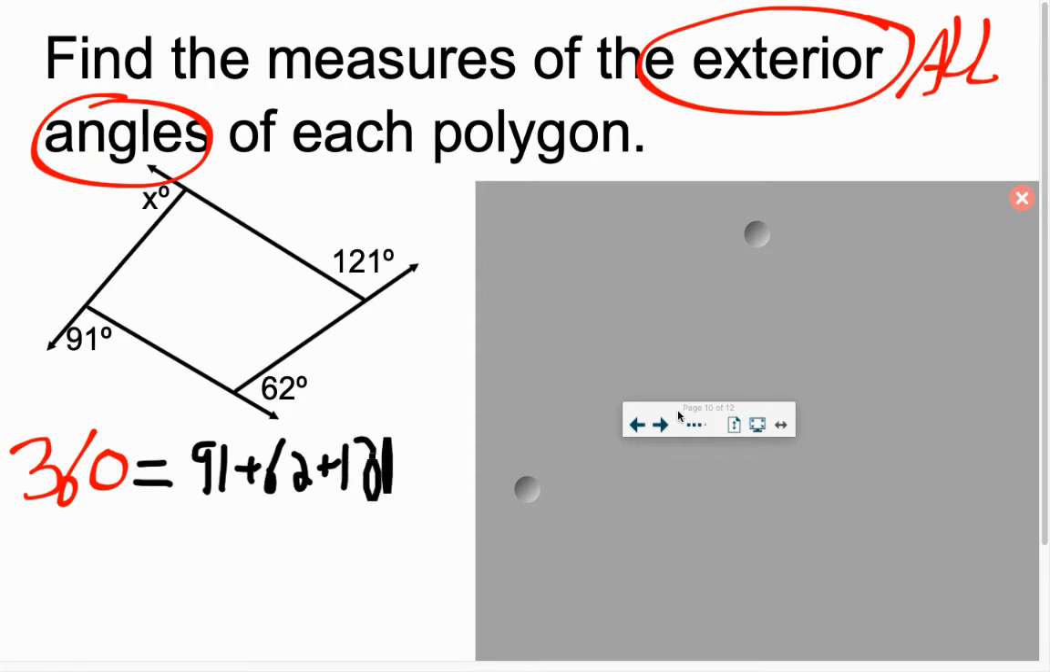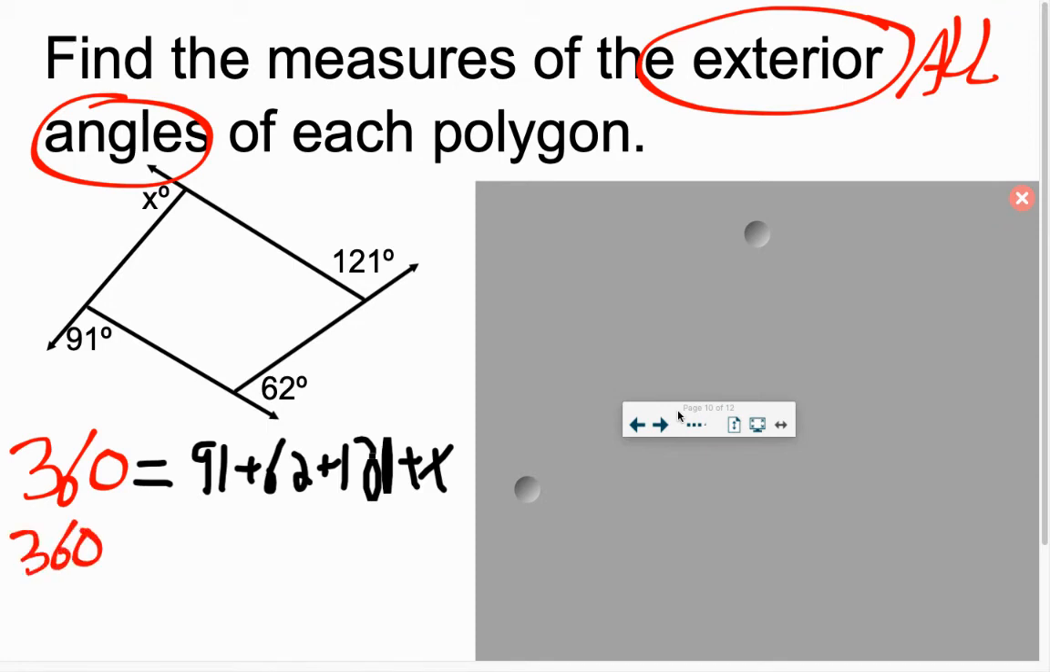And then don't forget about the x. Mr. Walls, can't we just take 360 and subtract the other 3 angles? You're absolutely right. But as you can see from the behind the screen I have hidden here, there's another example with more than one term. So this way, by doing the work you see here, you're going to get that muscle memory.